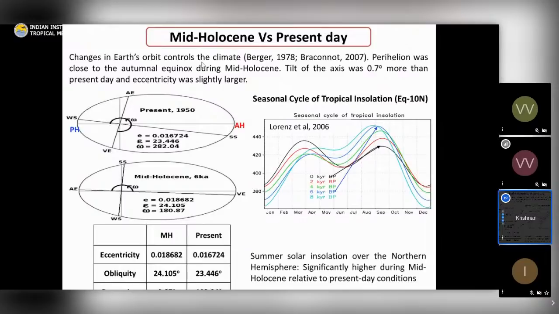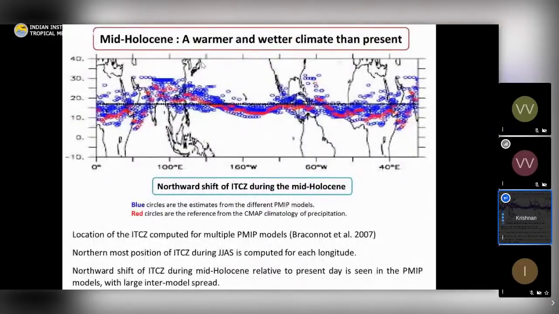And during this time, the perihelion was very close to the autumnal equinox in September, and due to the maximum solar insolation around this time, there is evidence from various paleo records and from climate model simulations that the ITCZ had shifted northward, and the monsoons were very, very strong. So it was a very warm and wet climate compared to the present, and there is strong evidence for the northward shift of the ITCZ during the mid-Holocene.